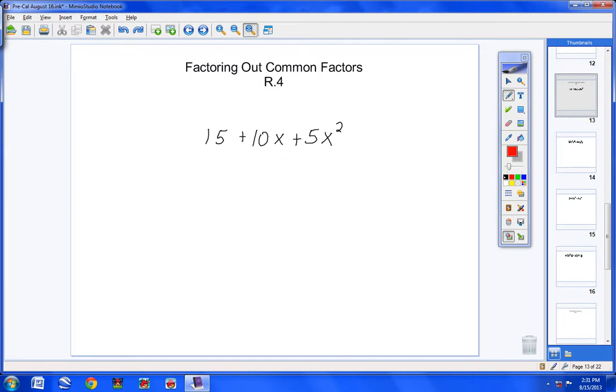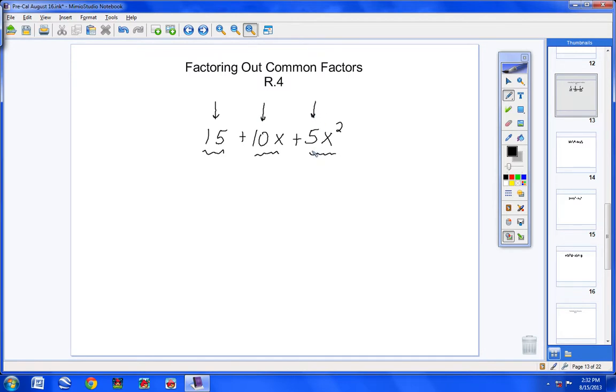Copy this down. What we want to do is we want to factor out what we find common, now listen, in every term. So here's a term, here's a term, here's a term. Always start with your coefficients first. So my coefficient here is, well, not coefficient, sorry. My constant term is 15. My coefficient here is 10. And my coefficient here is 5.